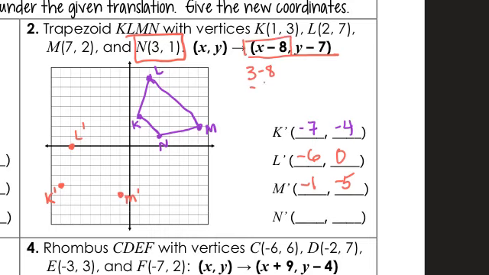3 minus 8 is negative 5, so 1, 2, 3, 4, 5, and then take the 1, the original y value was 1, and we're going to subtract 7. And that's going to give us a new location of minus 6. So negative 5, negative 6 is going to be our N prime. Negative 1, 2, 3, 4, 5. 1, 2, 3, 4, 5, 6. And there's our new N prime.